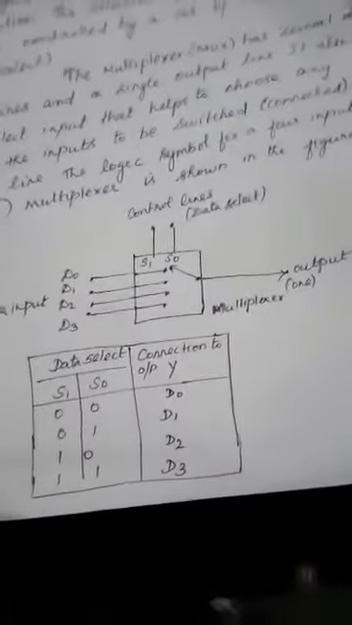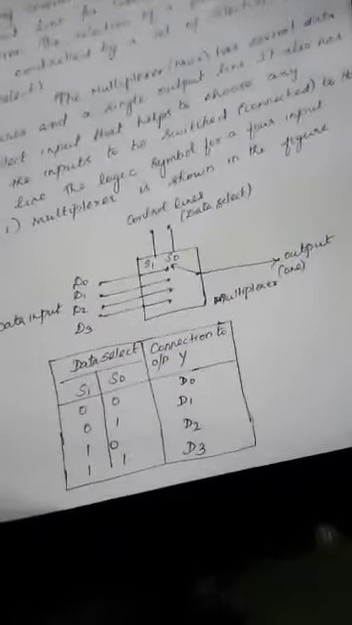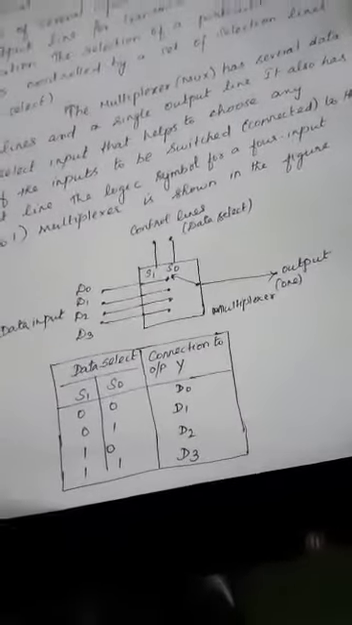If the data select S1 is 0 and S0 is 0, the connection to output Y is given to D0. Like that, S1 is 0 and S0 is 1, then the connection to output Y will be D1. If S1 is 1 and S0 is 0, the connection to output Y is given by D2. Like that, S1 and S0 equal to 1, then the connection to output Y is given to D3.